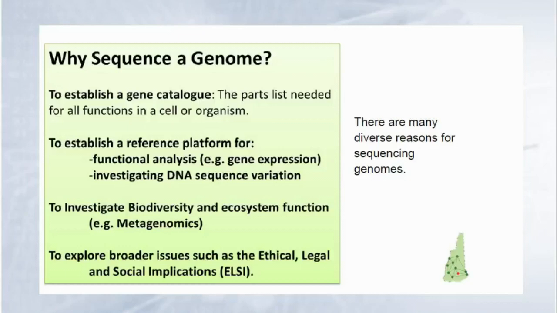So what are the different reasons that we sequence genomes? Well, first of all, and one that's fairly easy to understand, is that we like to establish a catalog of the genes that exist for an organism. In part, we do this because we're interested in understanding the kinds of functions that organism might be able to perform in the environment.